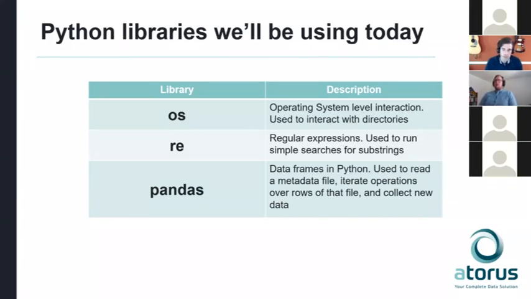If you've followed Python for data science, pandas is one of the biggest libraries out there. This is what brought data frames into Python. We're going to use that to read a metadata file. We've built a CSV file for you, and we're going to iterate operations over the rows of that file, and we're going to collect some new data along the way that we're going to be reporting. And we're also going to show you how these things hand off between R and Python, and how it's really simple to take a data frame that you built in Python and then convert that into a data frame in R and use it directly.